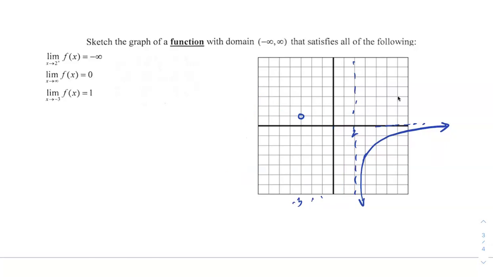You can make it a closed circle. I always think of a limit as open circles, but it could totally be a closed circle and just be like this. That works, right? As long as the limit at -3 is 1, you're good. So lots of answers. And that's a worksheet.